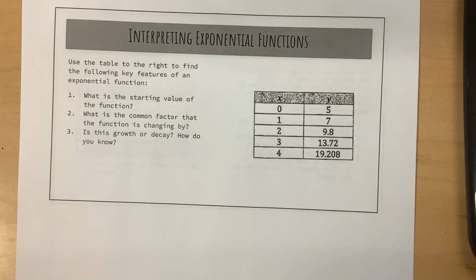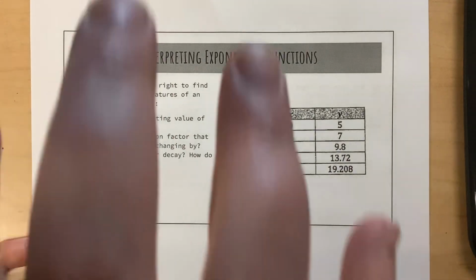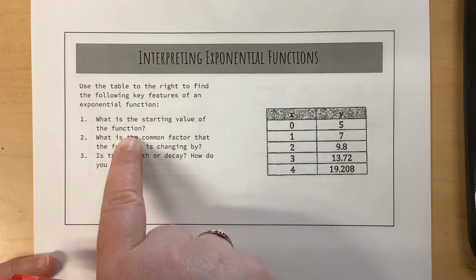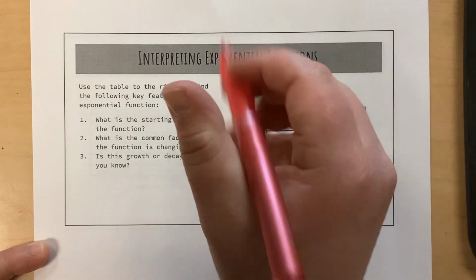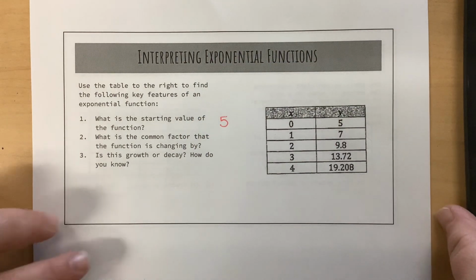All right, starting value of the function for this one. Again, they're telling us it is exponential. All we have to do is find all the answers. So the starting value of the function is whatever y is when x is 0, so that's going to be 5. All right, what is the common factor that the function is changing by?